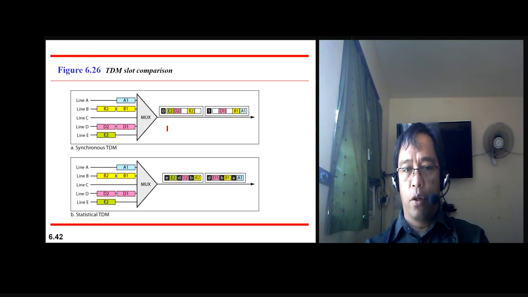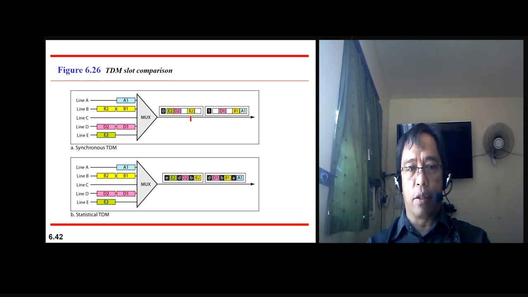Figure 6.26 shows the time slot comparison. In synchronous TDM, there is no need for addressing. Synchronization and pre-assigned relationships between the inputs and outputs serve as address. In statistical TDM or statistical multiplexing, there is no fixed relationship between the inputs and outputs because there are no pre-assigned or reserved slots.